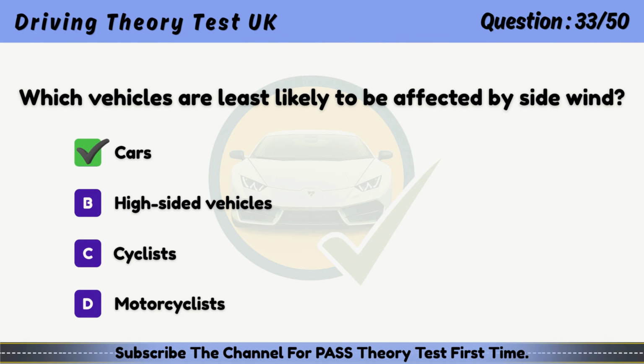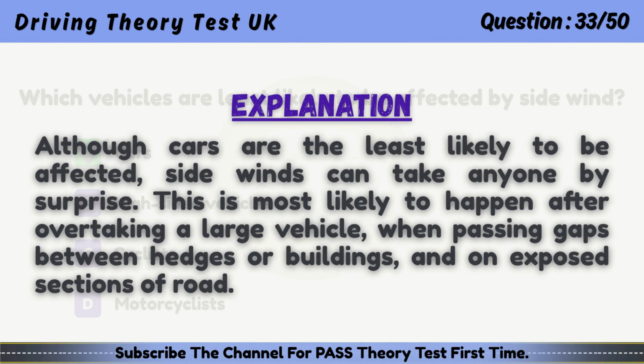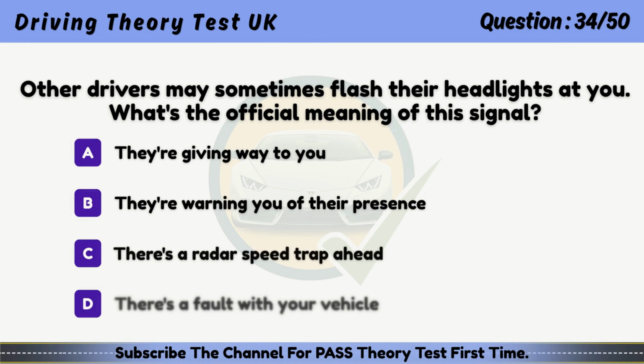Answer is A. Cars. Although cars are the least likely to be affected, side winds can take anyone by surprise. This is most likely to happen after overtaking a large vehicle, when passing gaps between hedges or buildings, and on exposed sections of road. Question 34.